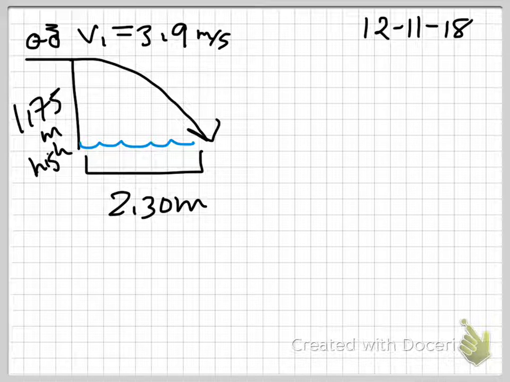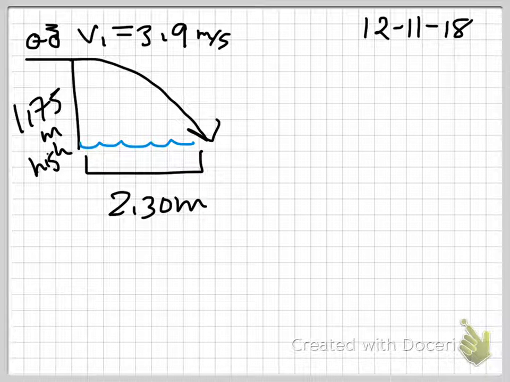Can you get across the creek? Well, if there's no ramp, if you're just riding straight off the edge, to get across a 2.3 meter creek, you need an initial velocity of 3.9. Can you lower the initial velocity needed by adding a ramp?